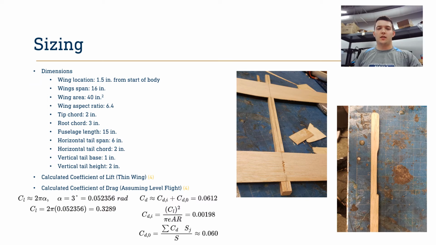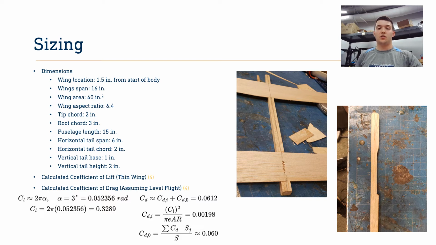The dimensions listed on the left were chosen based on in-class lecture notes, research on balsa wood glider aspect ratios found in our references, and maximizing the wingspan within the design requirements in order to increase our aspect ratio and improve our flight efficiency. To calculate an estimation for the coefficient of lift, we use the thin wing formula from the in-class lecture on aerodynamics.